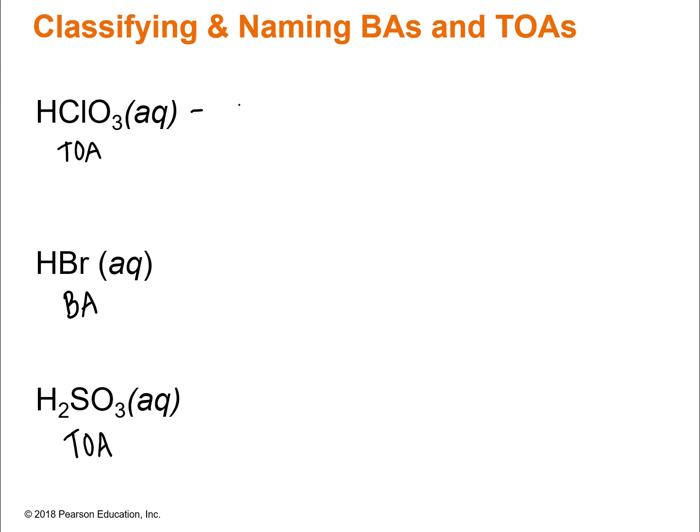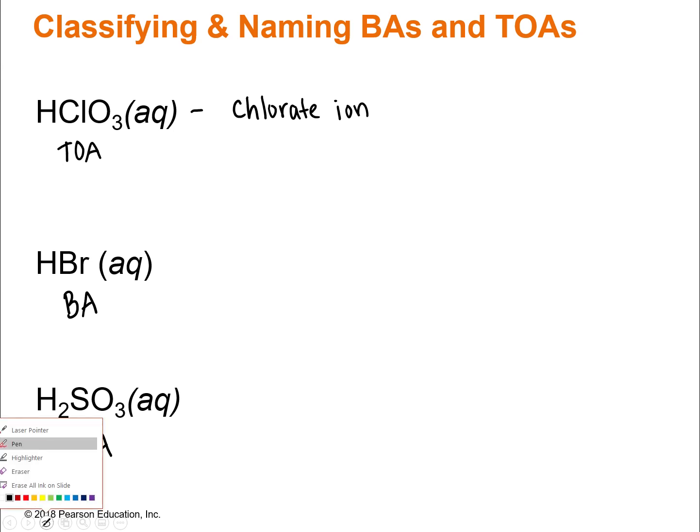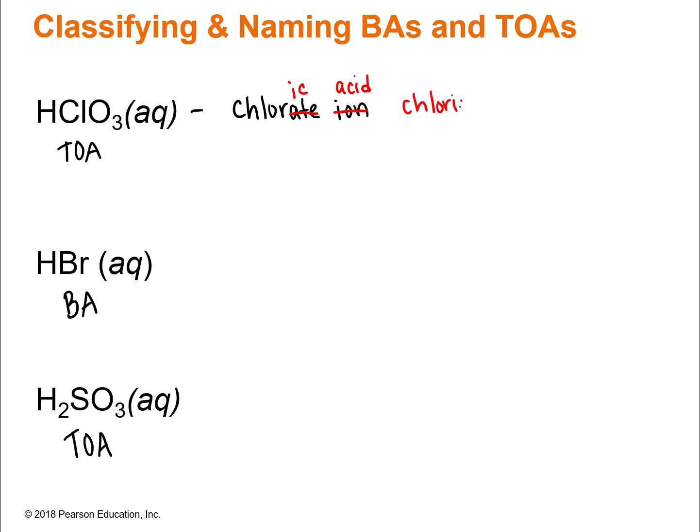And if you have questions, then you can go for it. So ClO3, that is the chlorate ion. The rules for that is you get rid of the ATE, you write ic, get rid of ion, and write acid. So your first one should be chloric acid.